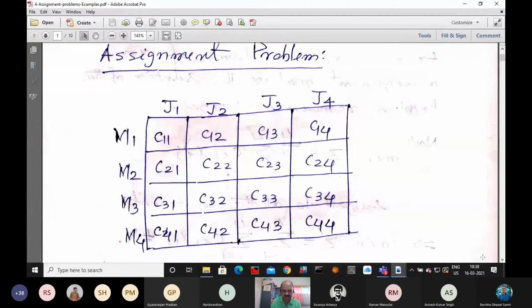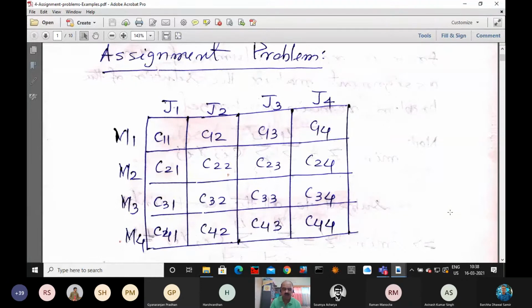So this is the assignment matrix. The size is 4 by 4. Generally, the cost coefficients, whatever is given, are positive real numbers. Based on this, you have to assign a machine to a job. At a time, we can assign one job to one machine.